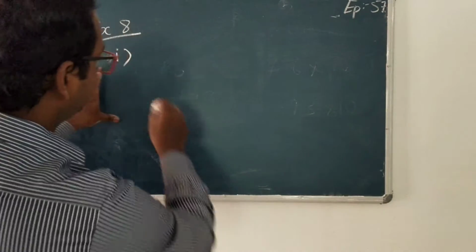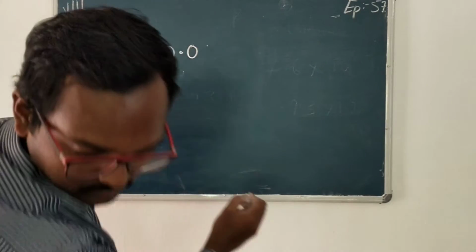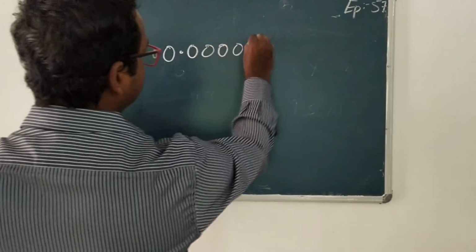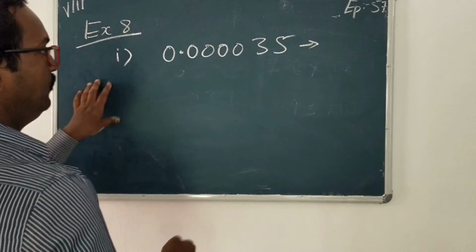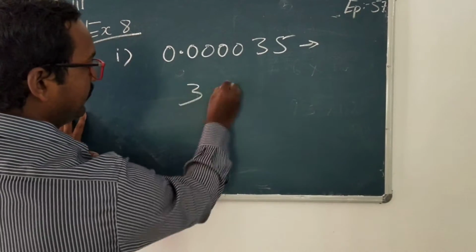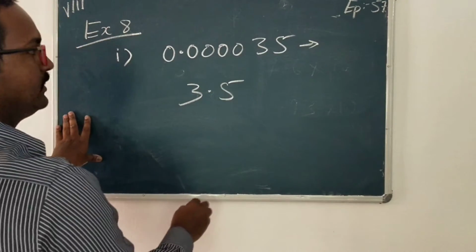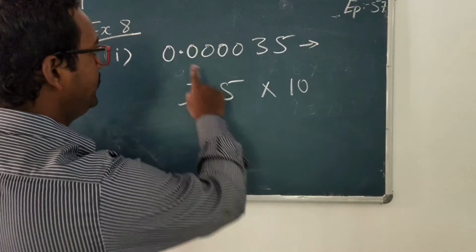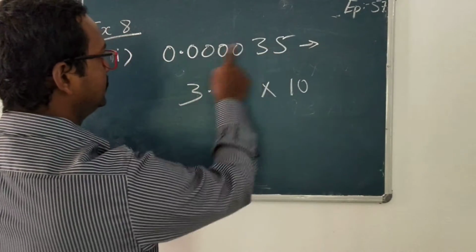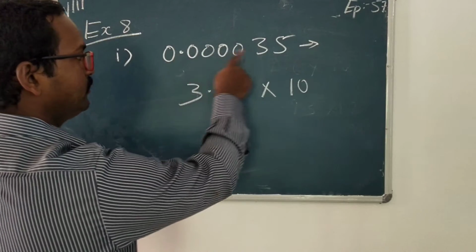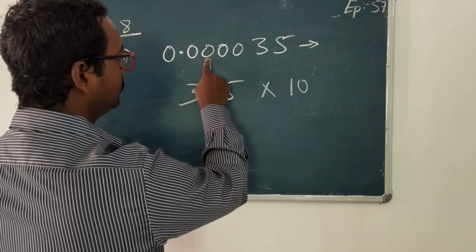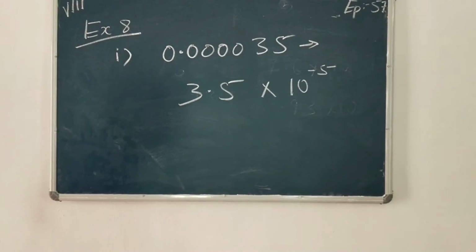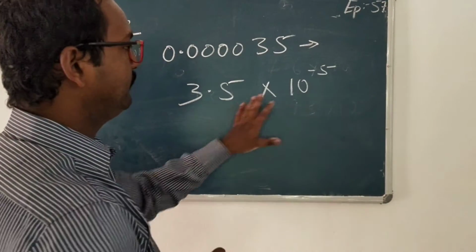So here, the first question is 0.000000035. This is our usual form. Now we have to convert this into standard form. First thing is write 35. Then put one decimal between 3 and 5, then into 10. You have to do this much first. The next step is count how many positions you have moved towards right to reach here. Now the decimal is here. How many positions did you move to reach here? 1, 2, 3, 4, 5. So 10 to the power minus 5. So the answer is 3.5 into 10 to the power minus 5.